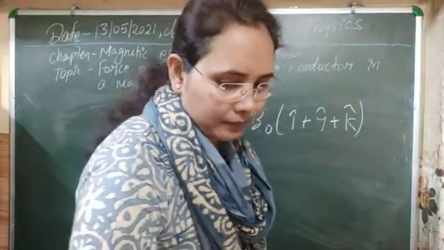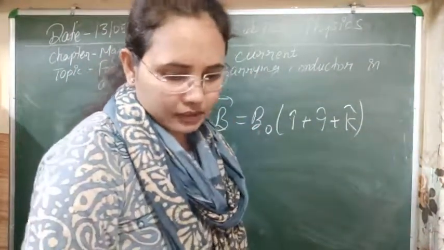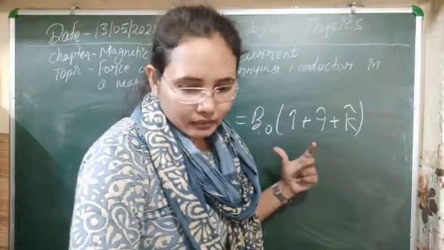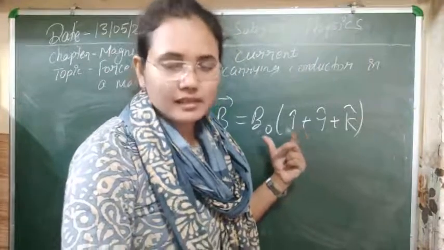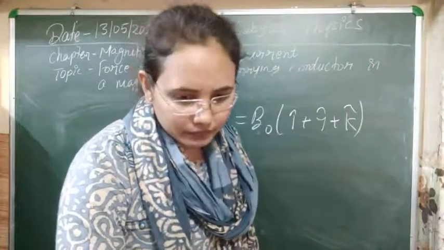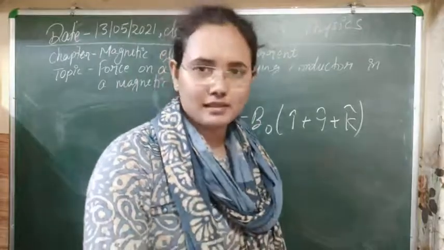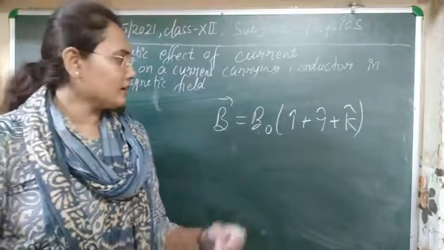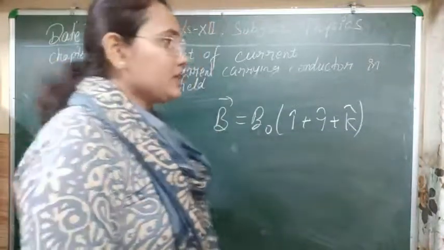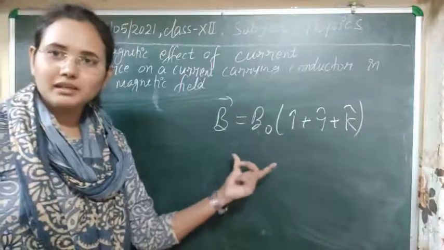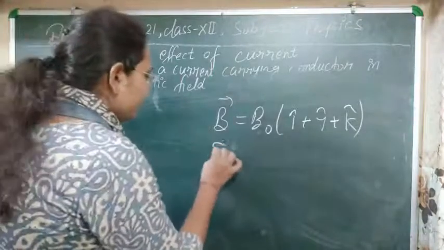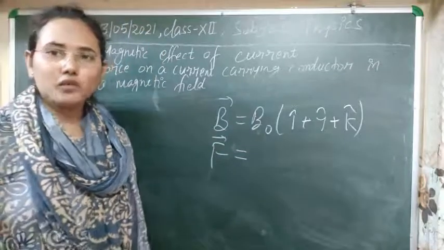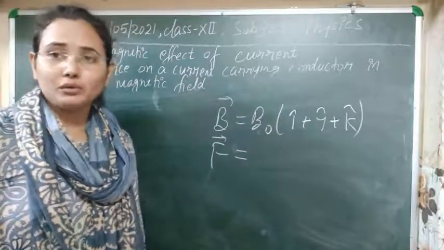So here, it is given in our question. We have a wire of length small l that carries a current I, and its direction is along the x-axis. So the direction of the current element is given to us, along the x-axis. We know that whenever we put any current carrying conductor in a magnetic field, it will experience a force, and we have to find out the magnitude of that force.